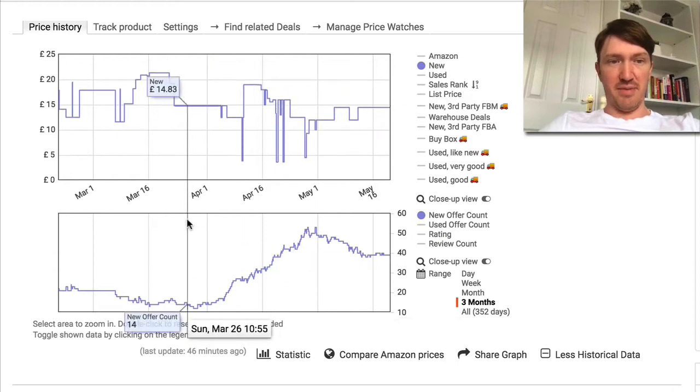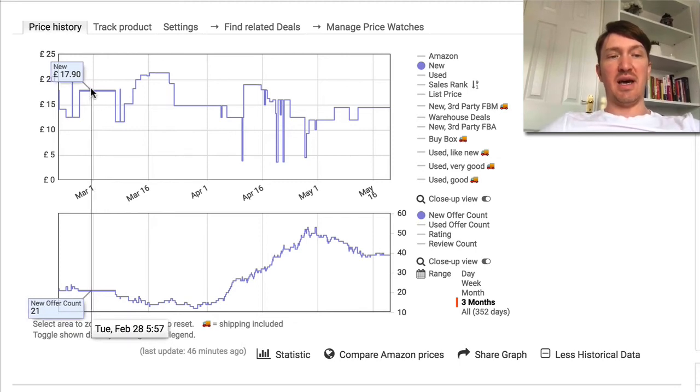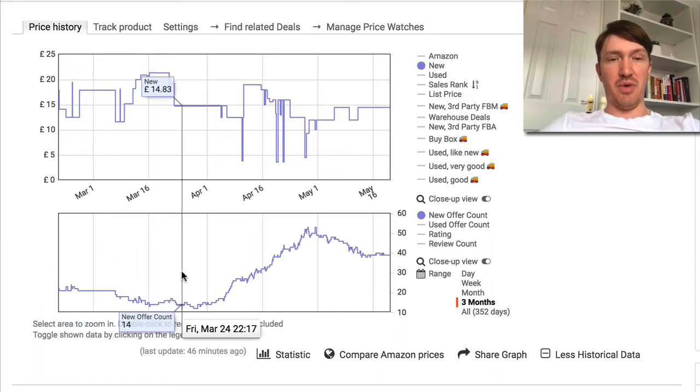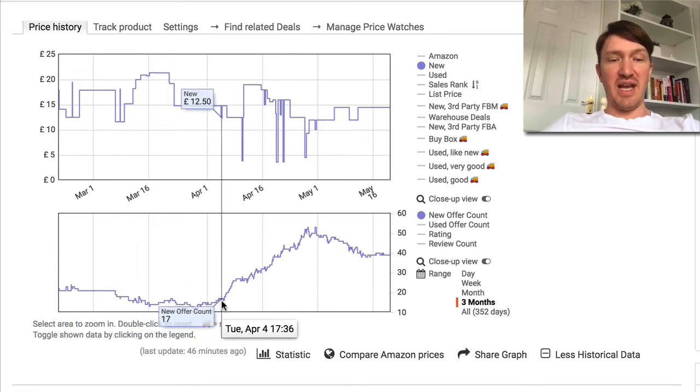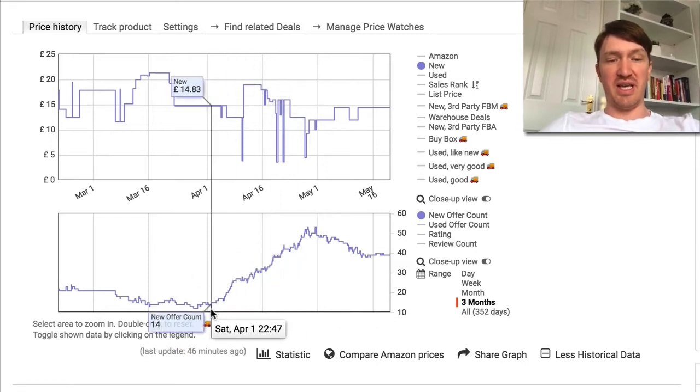So we'll get rid of Amazon for now. Okay, so what usually happens is as the price is high, the sellers are usually low, and vice versa. So what happens is usually an increase in sellers will have a downward pressure on prices, and that's what you can see from this graph.